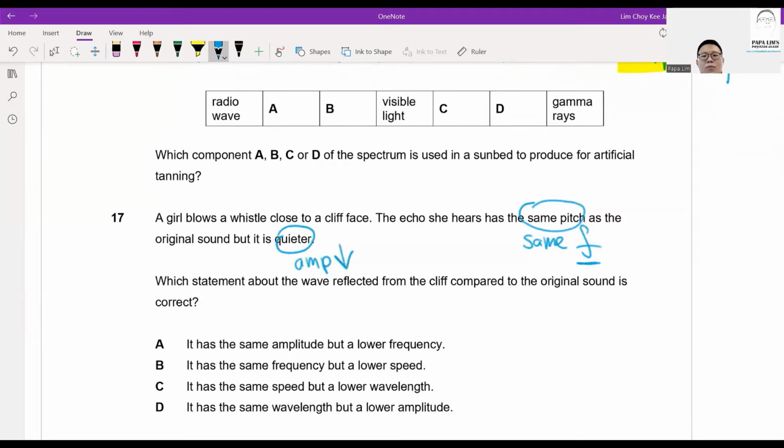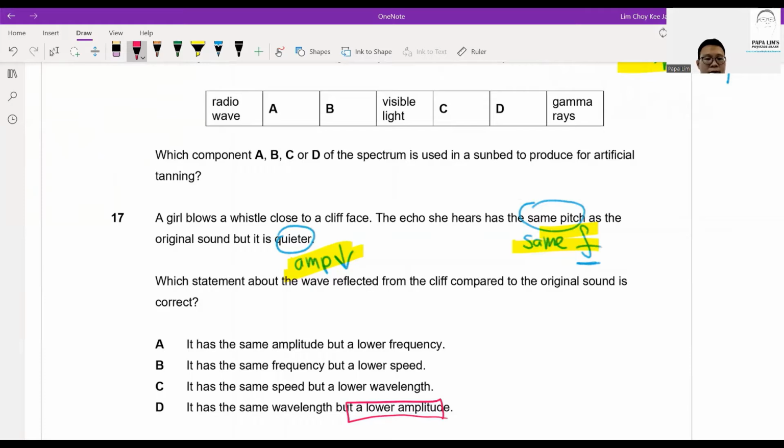So what I'm looking at is a reflected wave that has a smaller amplitude but the same frequency. And this will bring us to the answer. So you check which answer I am looking at: same frequency, lower amplitude. If I look at lower amplitude, I don't have lower amplitude. Oh, I have one with lower amplitude, possible.